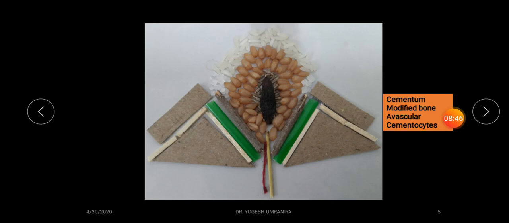Okay. Next one, that is the cementum. Cementum is one type of modified bone. Why is it known as modified bone? Because as compared to bone, which is vascular in nature, this cementum is avascular in nature, and it is made up of cementocytes. They are homologous with the osteocytes of the bone, having processes the same as osteocytes, okay.